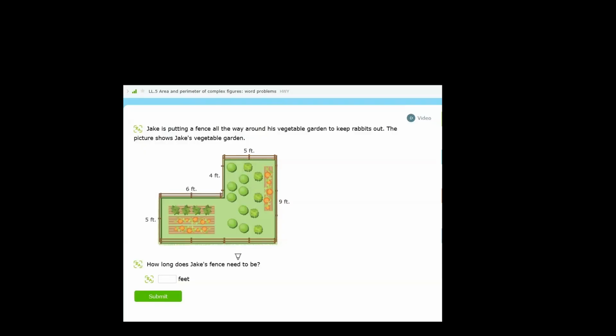So whenever you have fencing, and the question asks you to find how long the fencing needs to be, that indicates that you're looking for the perimeter. And perimeter, remember, is just all the way around the outer edge. Okay?